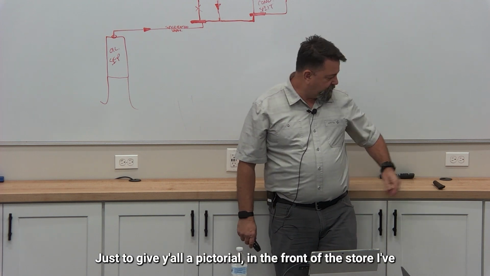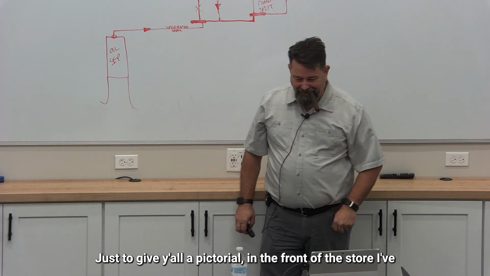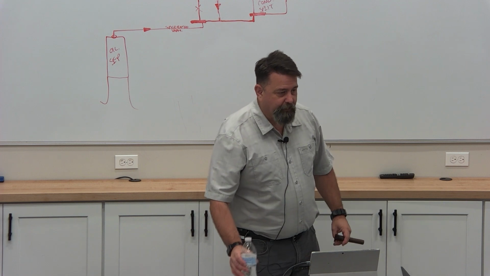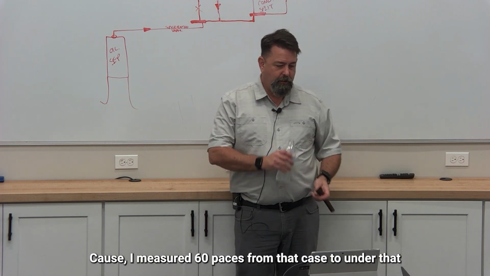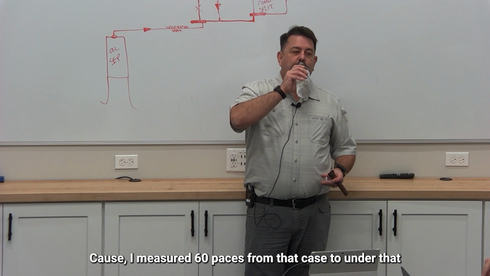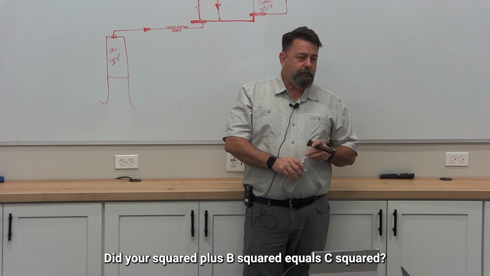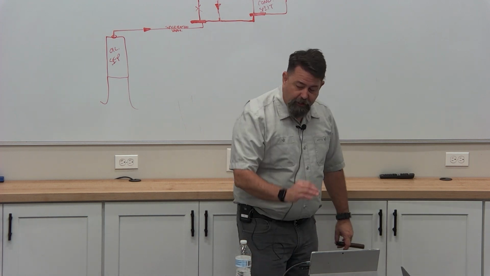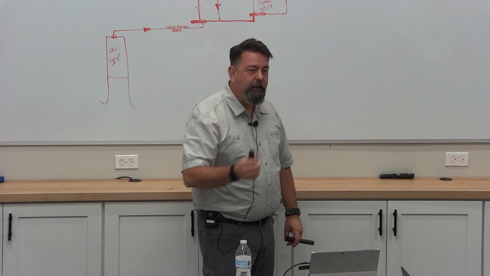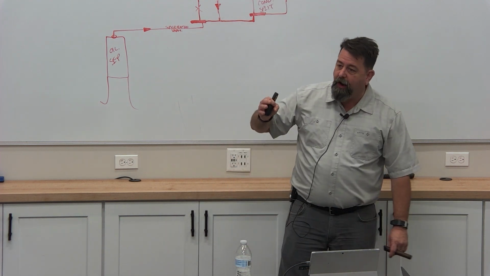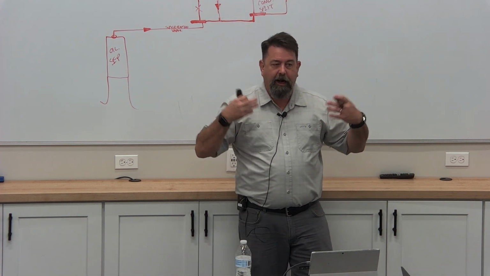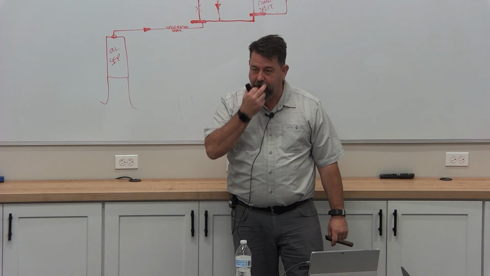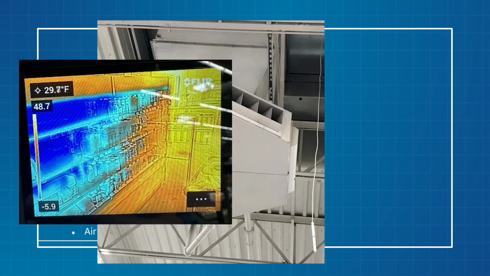Just to give y'all a pictorial, in the front of the store, I've seen a lot of them. This wasn't a dehumid, this was just a little 5-ton, 10-ton unit. I measured 60 paces from that case to underneath that unit. My point is, it's a significant distance. It's far enough that when you're standing there looking around, you don't see it. You don't feel the air. You have to intentionally try to find these ducts that are washing out your cases, and you can see this one's washing out bad.